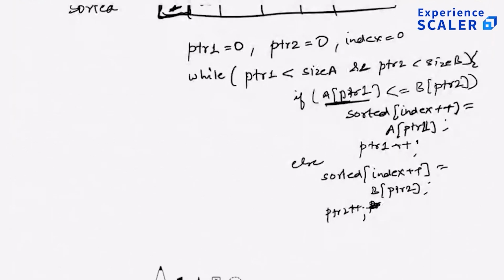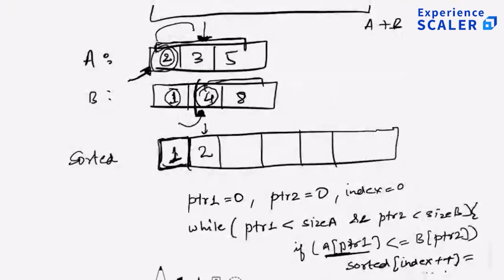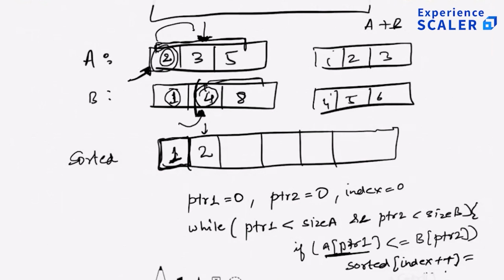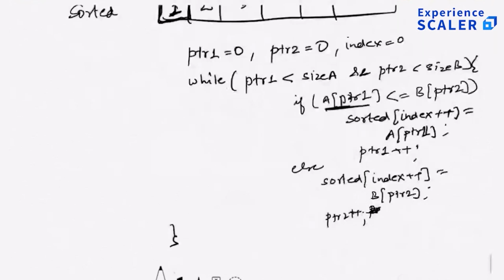The only thing is, when I'm done with this while loop, it is possible that all of the smaller elements were in one of the arrays. Imagine this array was 1, 2, 3 here, and there were, let's say, 4, 5, 6 here. My pointer 1 will end up going here, and I'll end up breaking out where I've only filled in 1, 2, 3 in the sorted array. 4, 5, 6 is yet to be filled. So I'll have to check for that, which is at the end of this while loop.